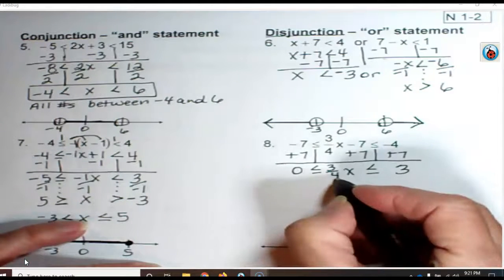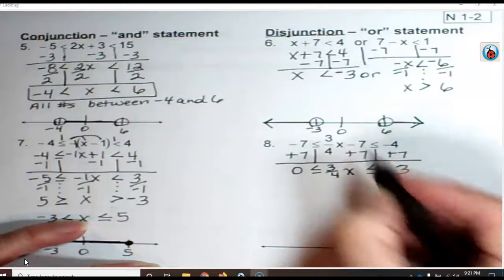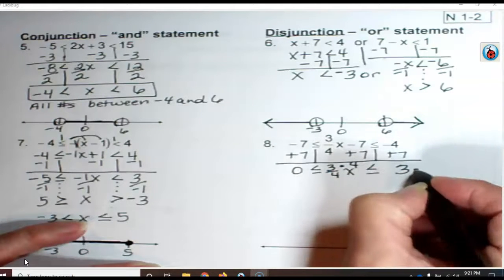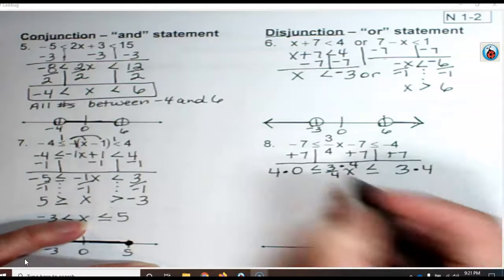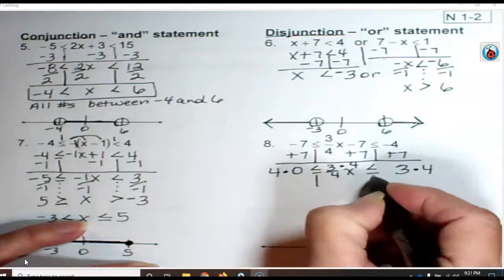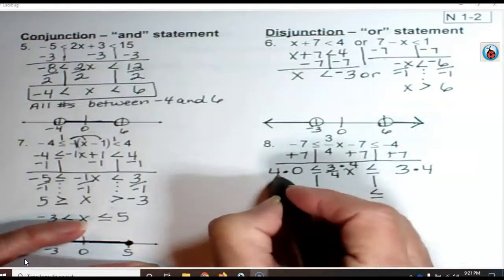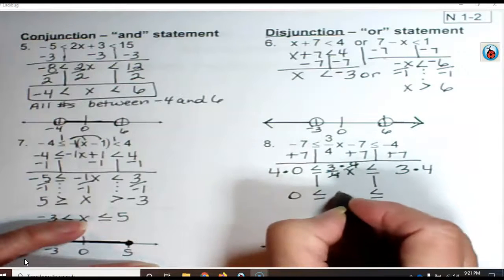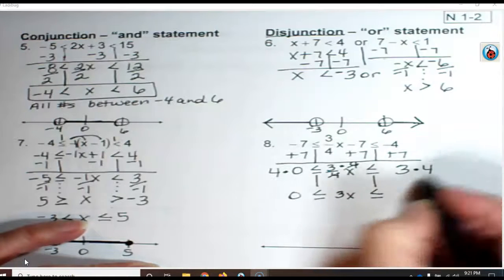All right, now I've got to get rid of that fraction. So I'm going to multiply all of the pieces by a positive 4. I could have done that at the very beginning. I'm going to multiply this by 4, this side by 4, and this side by 4. Since I'm multiplying by a positive, I can just bring my inequality straight down. Here 4 times 0 is 0. Here the 4's cancel out, and I just have a 3x left in the middle. 3 times 4 is 12.